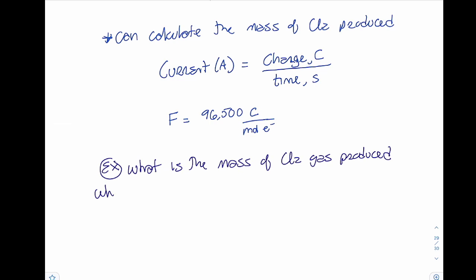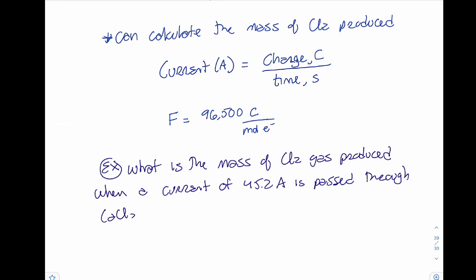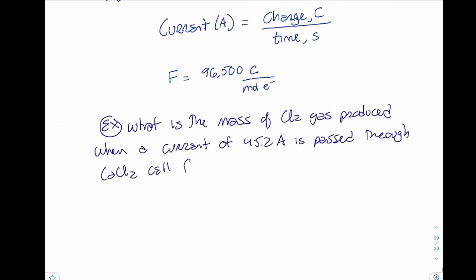When a current of 45.2 amps is passed through our calcium chloride cell for 1.5 hours. So 1.50 hours.